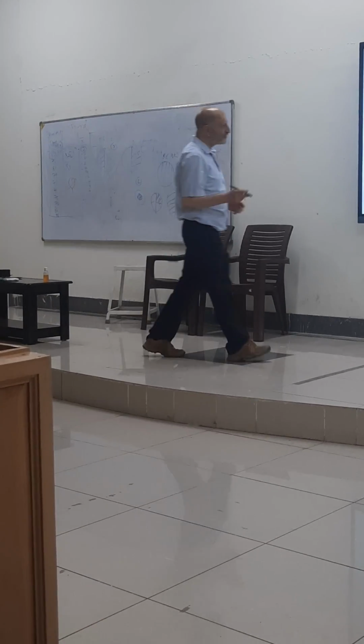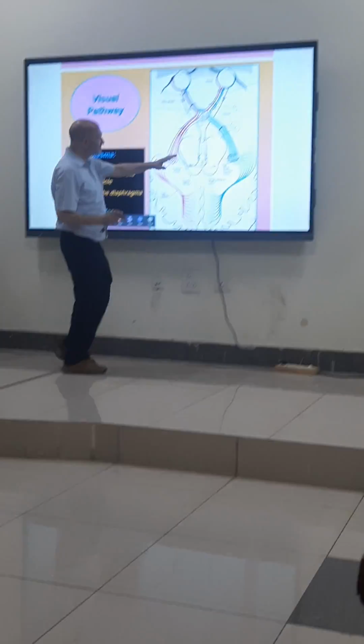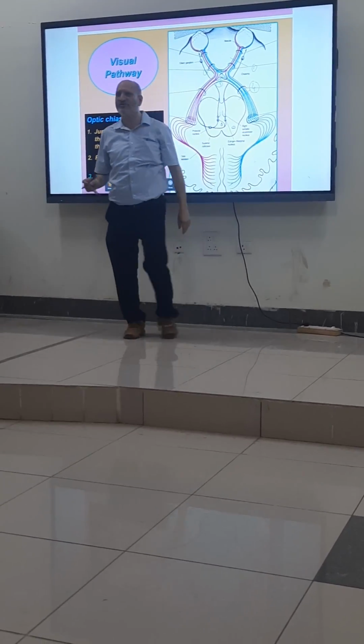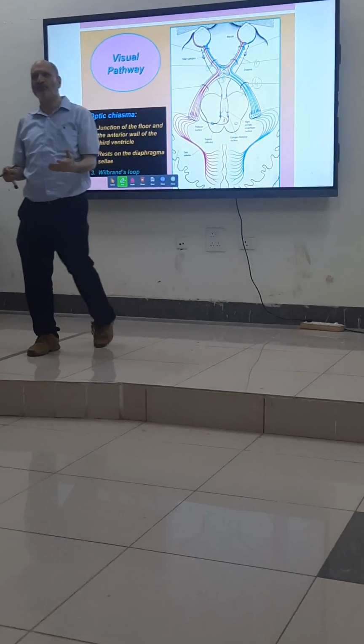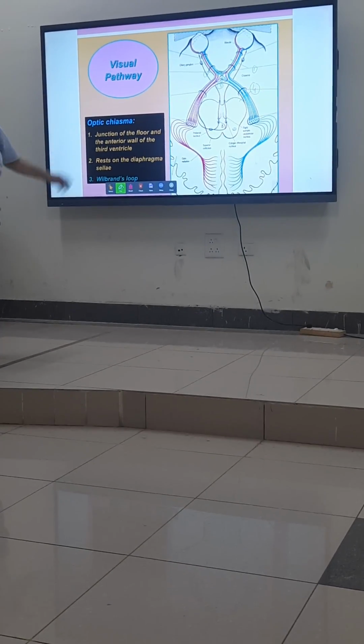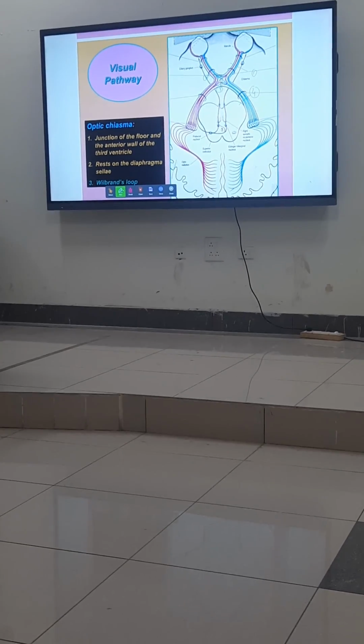Because you have to remember one thing. Because this optic tract represents the temporal fibers of the right eye, so that's opposite, that will be nasal. And it represents the nasal fibers of the left eye. That represents what?